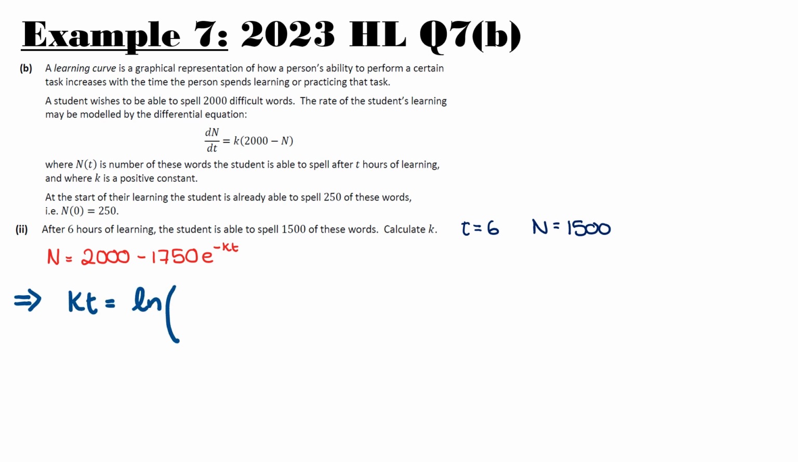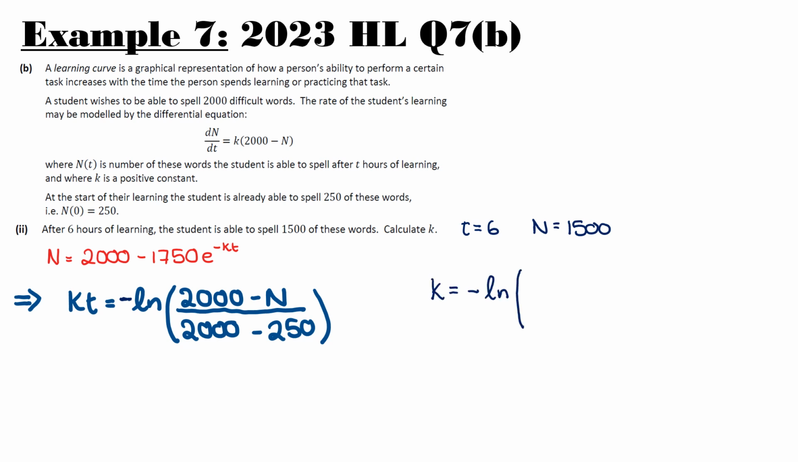Well, ours reads slightly backwards. So kt equals minus natural log of (2000 minus N) over (2000 minus 250). And there's a minus in there at the front. So we can use that instead because that's going to be much, much easier for us to isolate our k. So to get k, it's going to be minus the natural log of (2000 minus 1500) all over 1750.